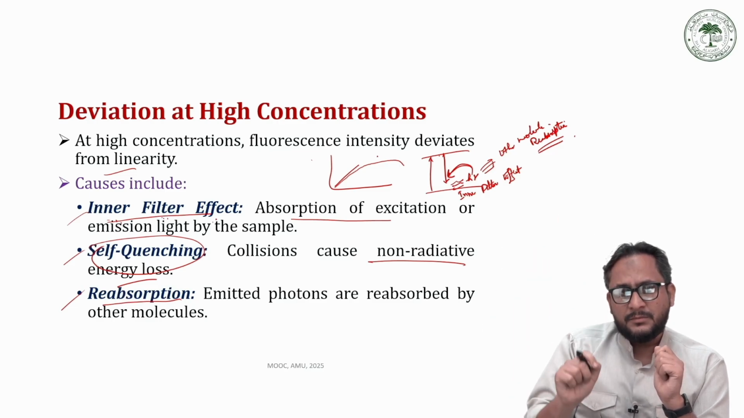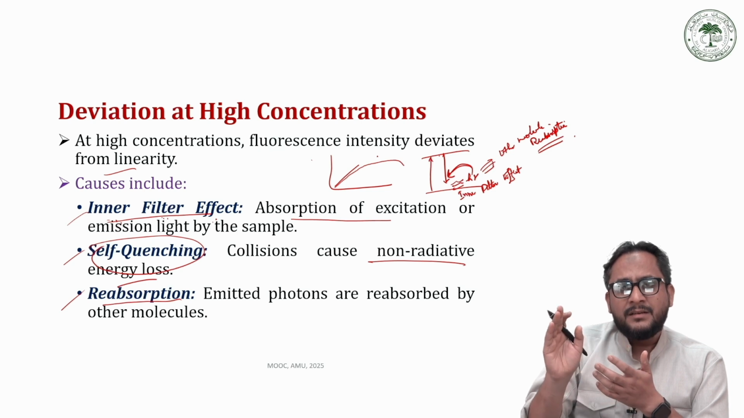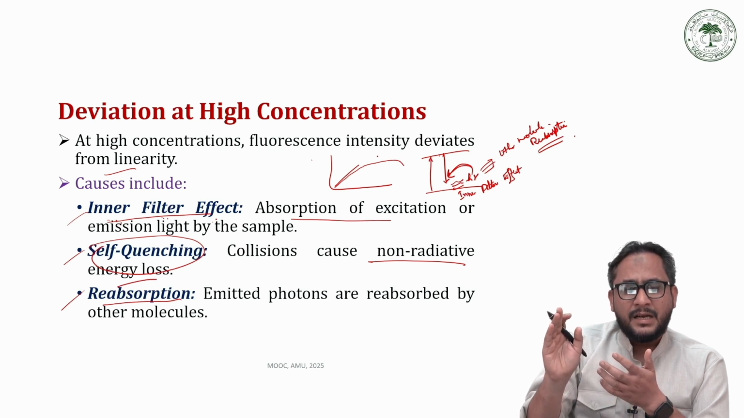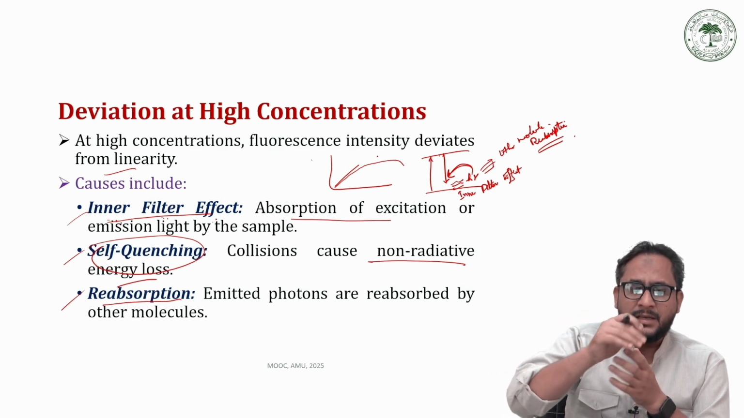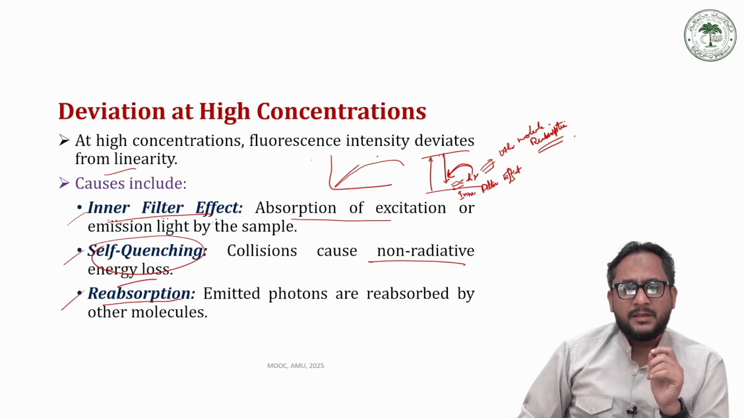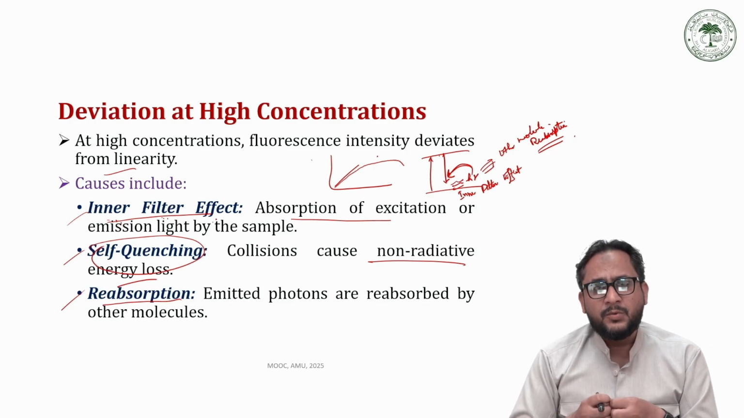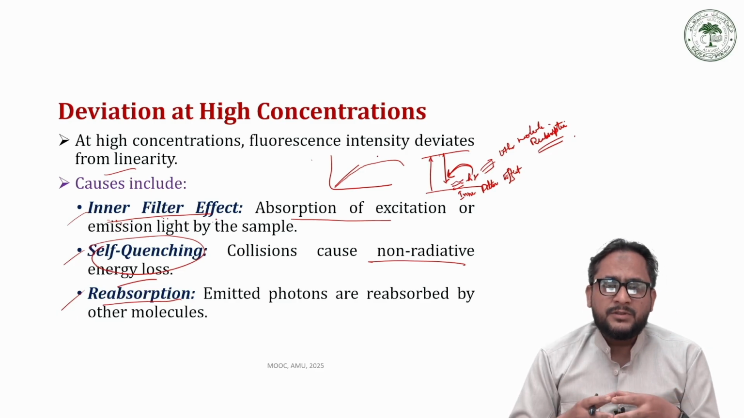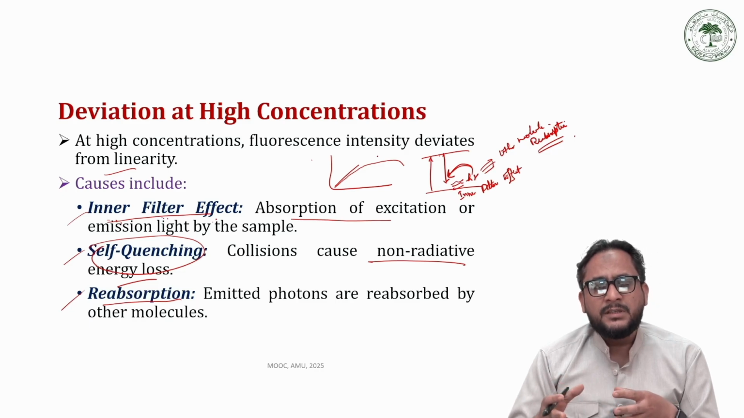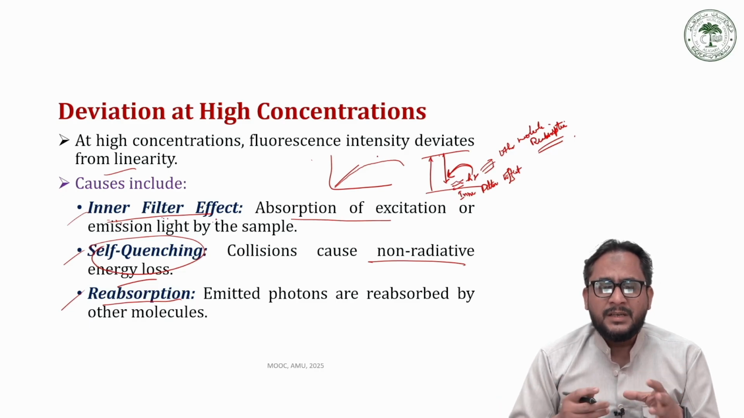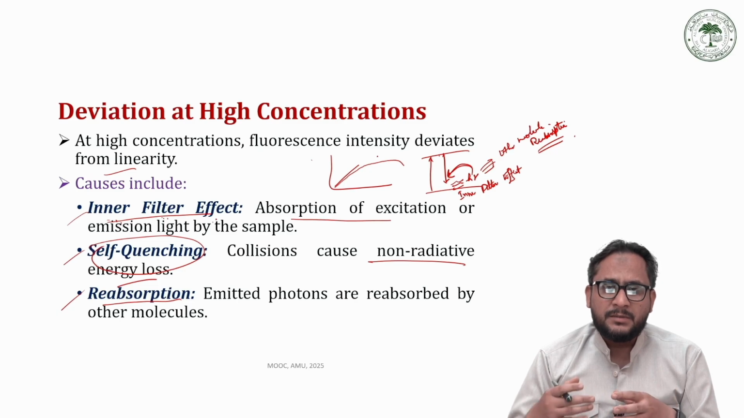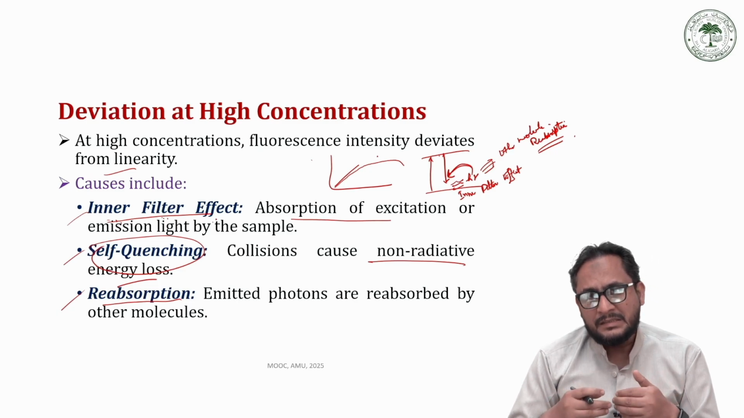When those electrons come back and emit light as fluorescence, as visible light, that light is again absorbed by the same sample. This is called the inner filter effect. Then there is the phenomenon of self-quenching. In self-quenching, there are collisions between the sample molecules, and these collisions cause loss of energy, which is a sort of non-radiative deactivation, and in this way no light is emitted and fluorescence intensity decreases.